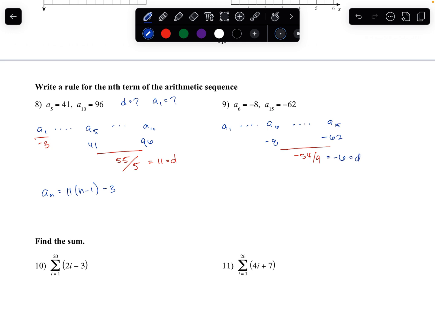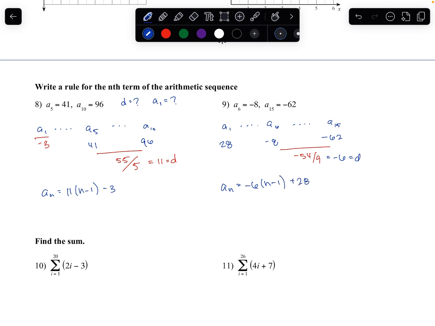All right, and then I want to go back from 6 to 1. So that's going to be a total of 6 terms at a common difference of negative 6. So that's going to be negative 36, right? Yep. So whatever I had here, I subtracted 36 to get here. So if I do negative 8 plus 36, I'm going to get 28. So this first term right here is 28. So a sub n is going to be equal to negative 6 times n minus 1, plus 28.